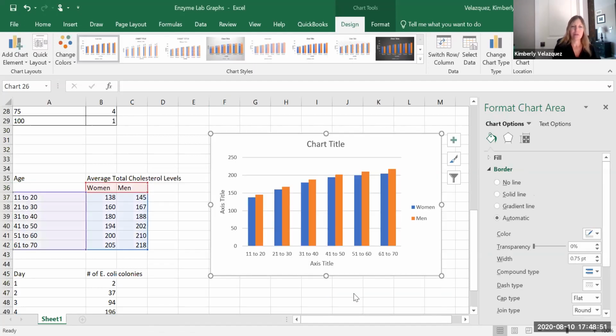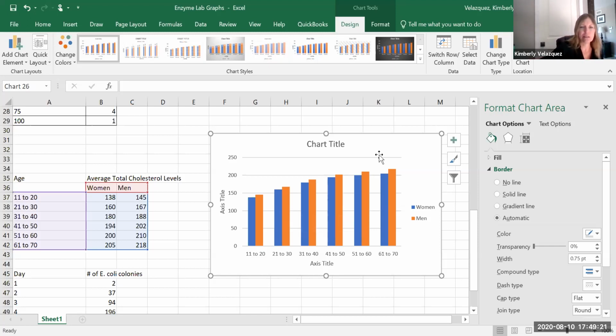And ta-da! Again, I would change my axis titles. I would give this a title that said this is average cholesterol level by age and gender. We can see the trend. We can see that men tend to trend a little bit higher than women. And we can also see that total cholesterol level tends to increase with age. So this is an appropriate use of a bar chart or a bar graph.